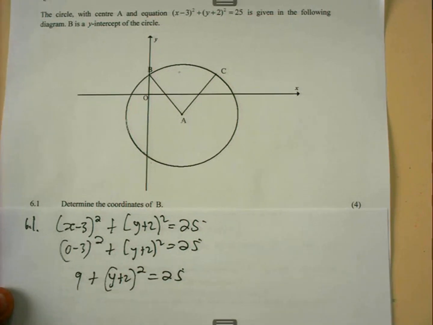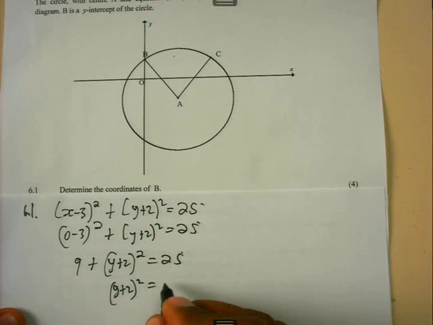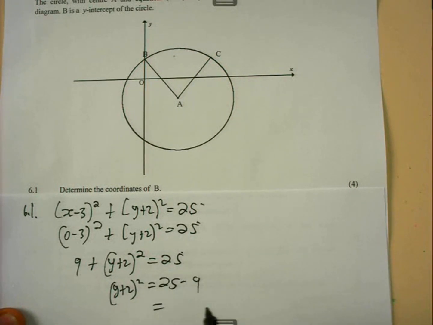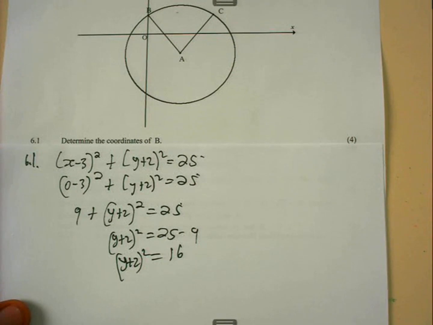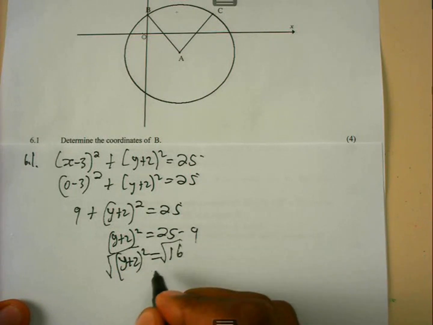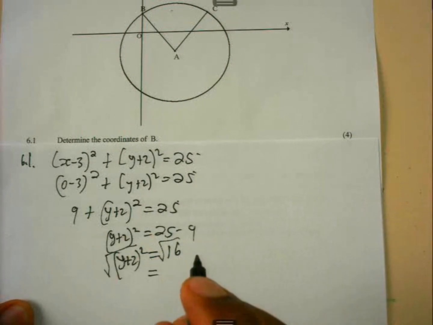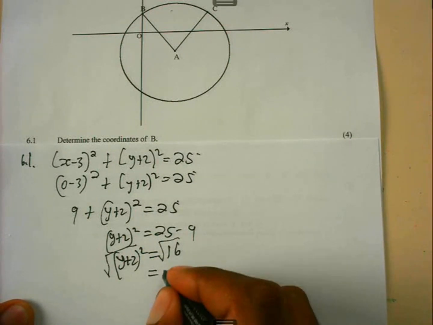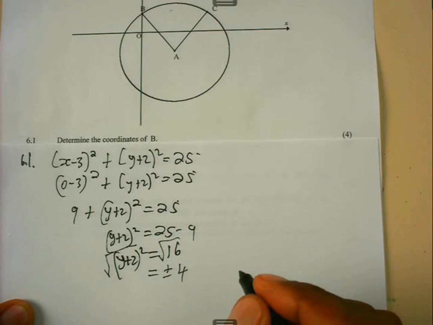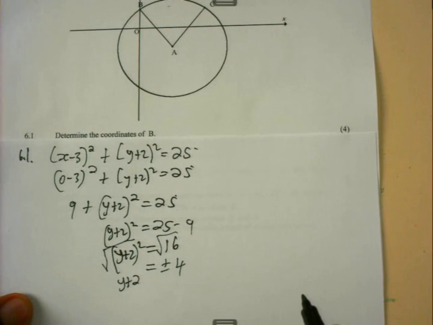Of course, when I transpose 9, then (y plus 2) all squared is equal to 25 minus 9. What is 25 minus 9? Of course, that is 16. Therefore, we have (y plus 2) all squared is equal to 16. Now what I can do is apply the square root on both sides. Of course, you need to be very careful on this one. Most of the time I don't use this because you'll forget that the square root of 16 is plus or minus 4. Then this side you're going to have y plus 2.